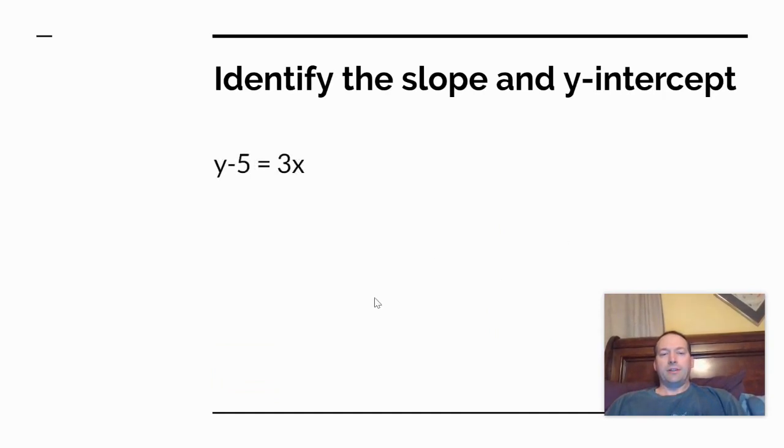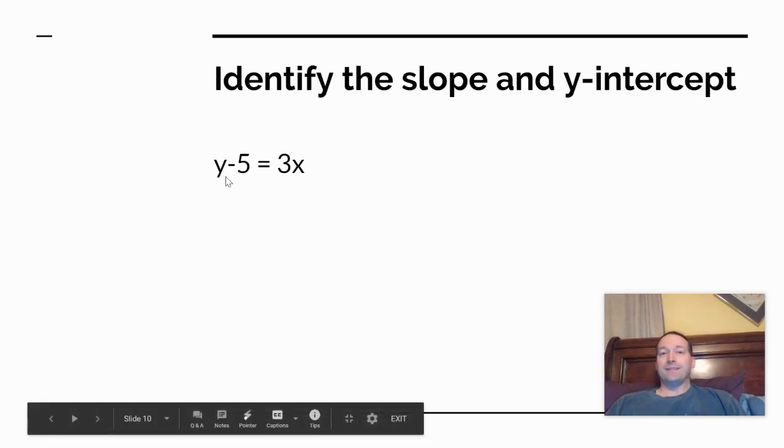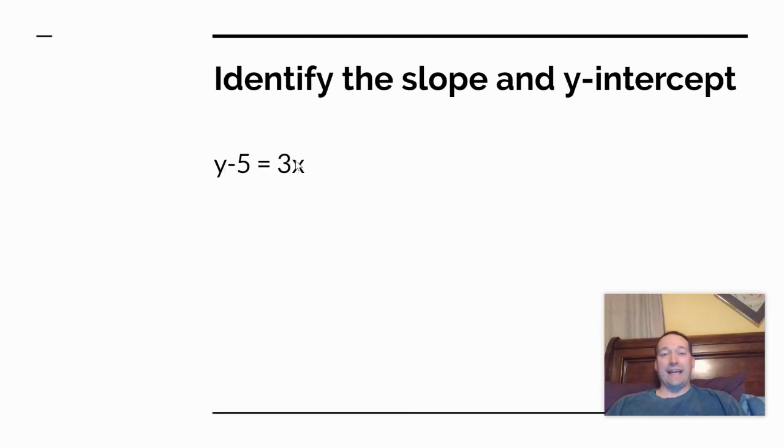Wait a minute. Yes, my slope would be 3, but what about my y-intercept? Is it minus 5? No. It is not minus 5 because this is not y equals mx plus b form. This is y minus a number equals 3x. That's not the right form. I need to get this into y equals mx plus b. So I need to add my 5 to both sides, and now I have y equals mx plus b form. So my slope here is 3, and my y-intercept is 5.